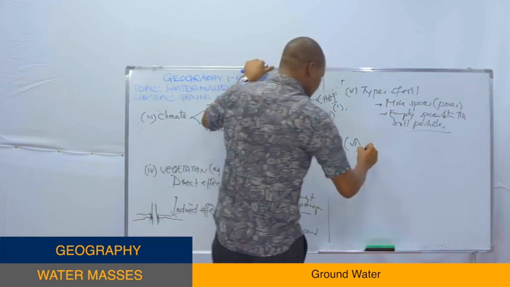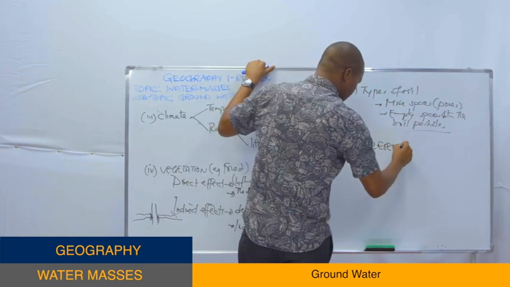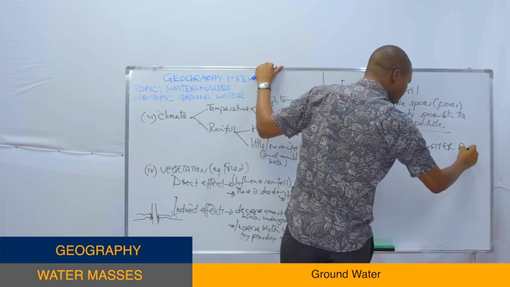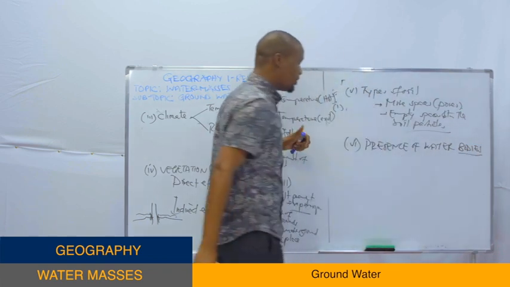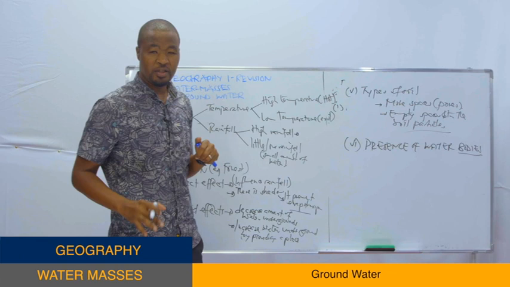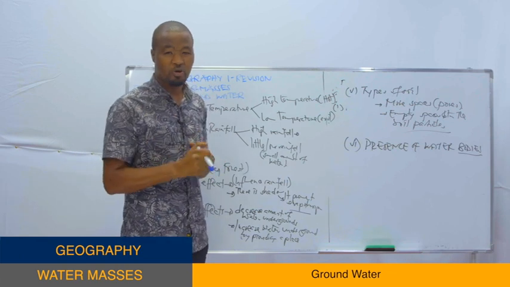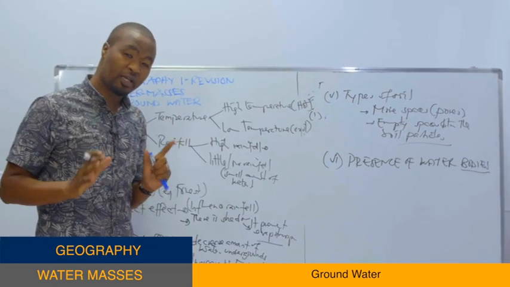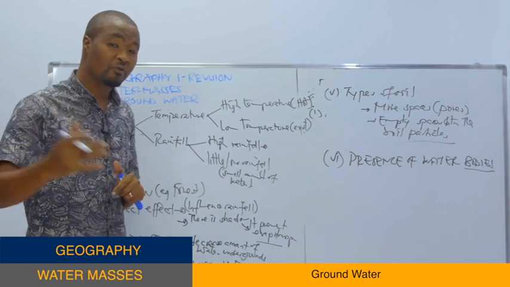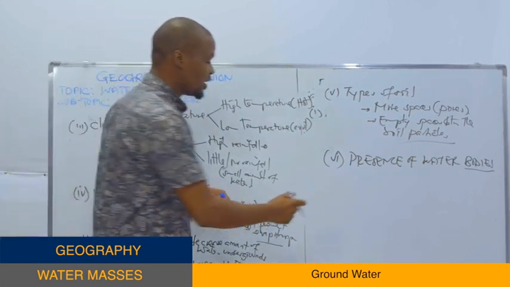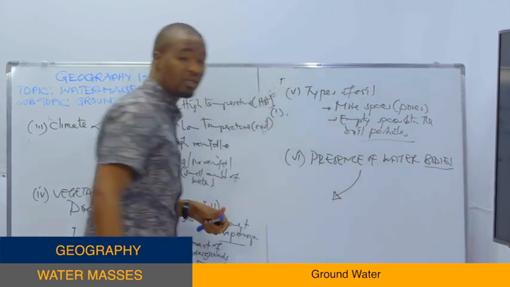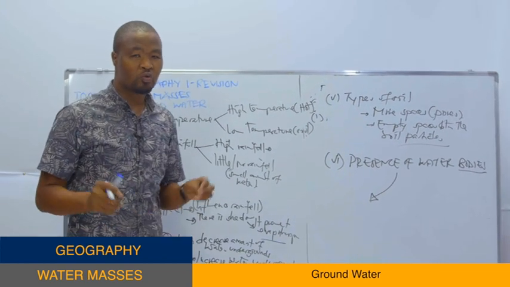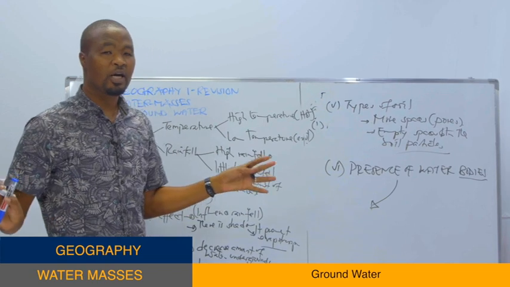The last point is the presence of water bodies. The amount of infiltration or percolation, remember, influences the amount of water underground. So the point is, most of the areas which are located nearby water bodies, we expect a high rate of infiltration and percolation, which will lead to a high amount of water underground. But areas which are located far away from water bodies, we expect a little rate of infiltration and percolation, which will lead to a low amount of water underground.